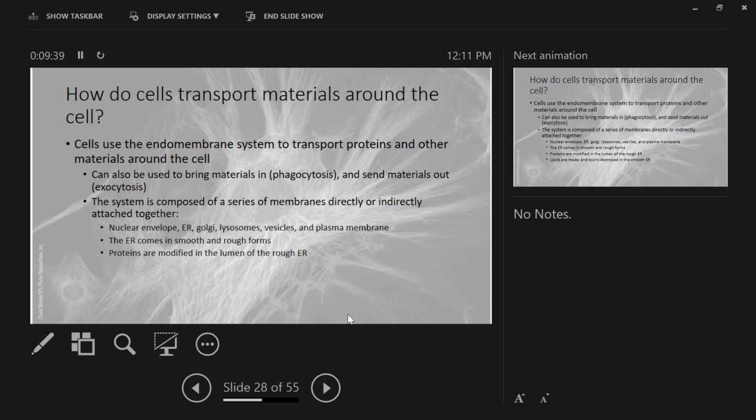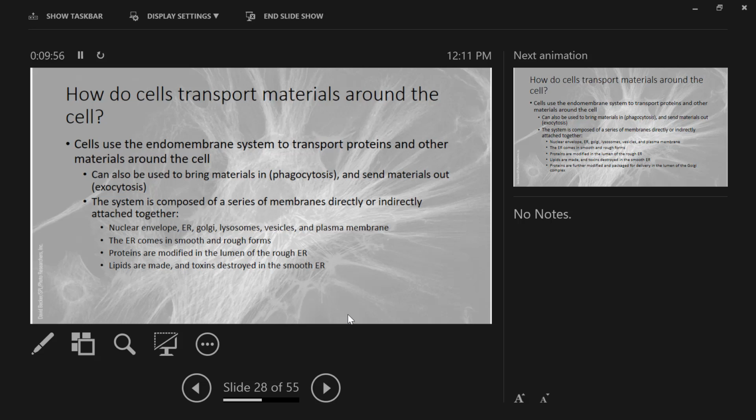And again, we'll talk more about this in a couple of weeks when we talk about making proteins and what happens. What does that actually mean? Yeah. Sorry, I was seeing what comes next.